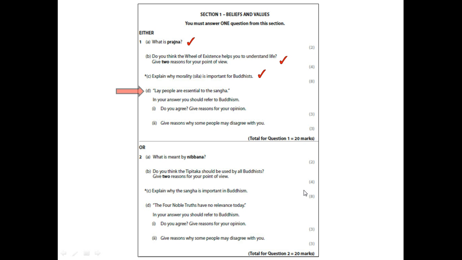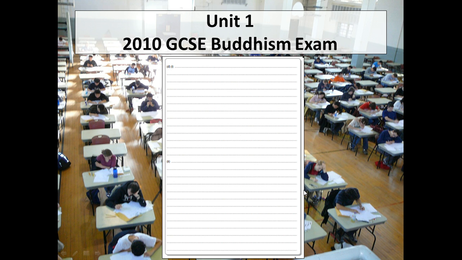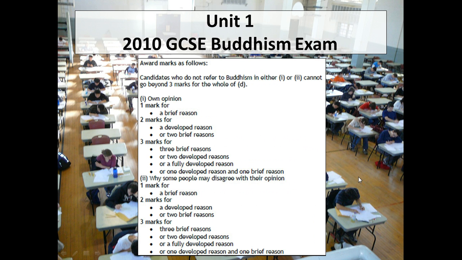The next question: lay people are essential to the Sangha. So this is what the page that you write on will look like. You write reasons for your point of view here and reasons why someone might disagree with you here. A total of 13 lines for each. Again, you probably don't need to use all of that. You definitely don't need to write more than that.